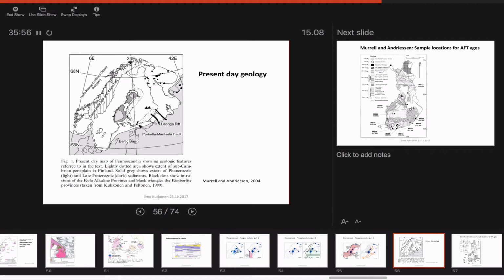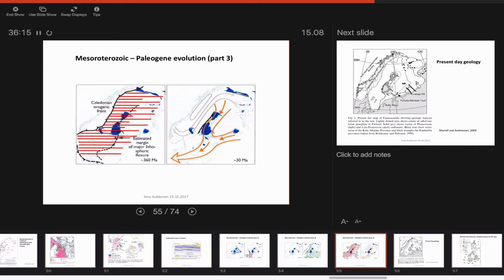Plus, we have some alkaline intrusions and so on. And these magmatic activities date to about 360 million years ago. It correlates with the Caledonian front, but it also correlates with the Ural mountains to the east.